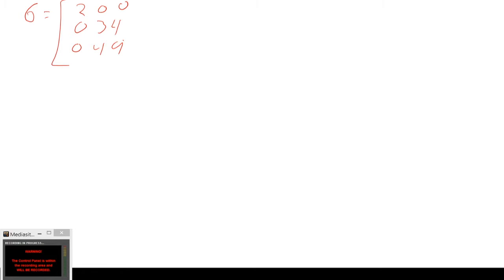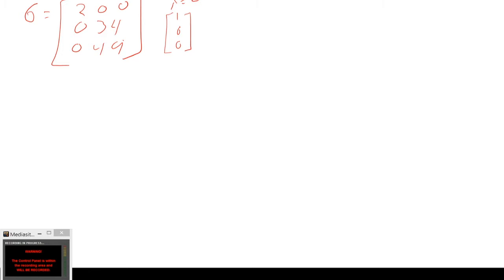Okay, symmetric. From inspection, those of you who remember your linear algebra know that 2 has to be an eigenvalue and (1, 0, 0) is an eigenvector. But in case you don't remember that, let's go through it.